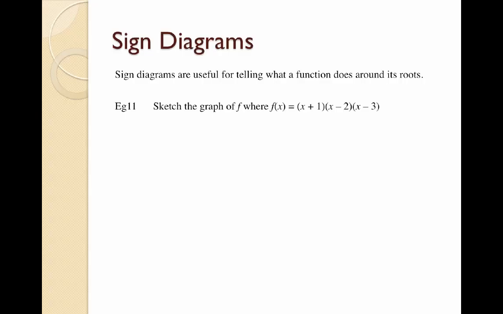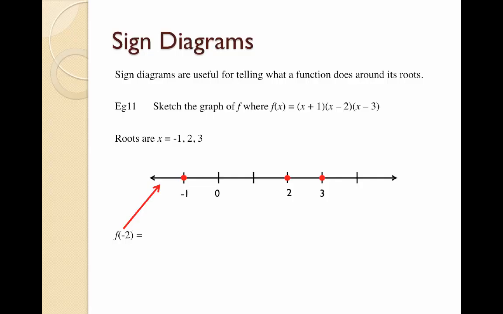In example 11, we're asked to sketch the graph of f, where f of x is x plus 1, x minus 2, and x minus 3. So I know my roots are minus 1, 2, and 3, and I draw up a number line with those numbers on it. I also put 0 on there because it's good to know where 0 is on my number line. I put my roots on my number line just by drawing dots, and I take a look at what happens to my function before and after each of my roots.